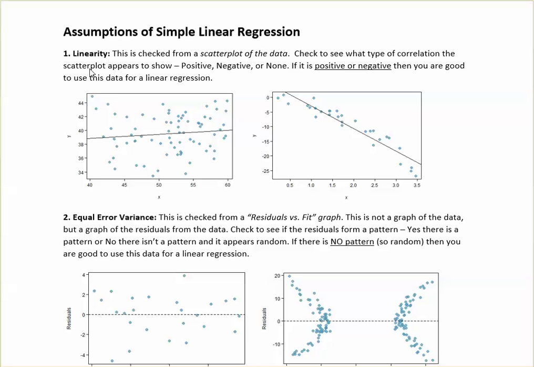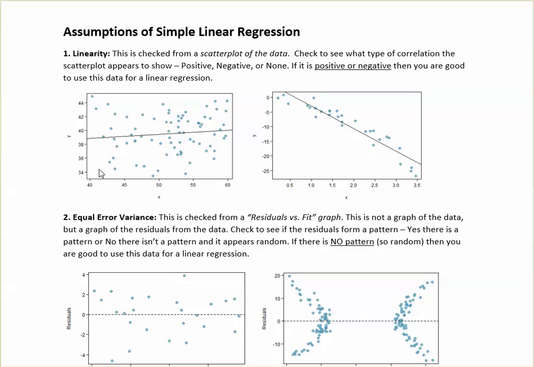So the first one is linearity. This is checked from a scatter plot of the actual data, and you check to see what type of correlation the scatter plot appears to show, so whether it's positive, negative, or none. If it's positive or negative, then you're good to use this data for a linear regression. If it's none, so if there is no actual linearity there, then you will not be able to use this data for a linear regression.